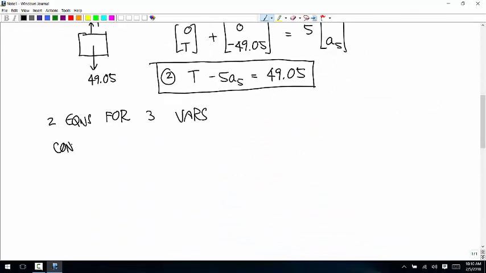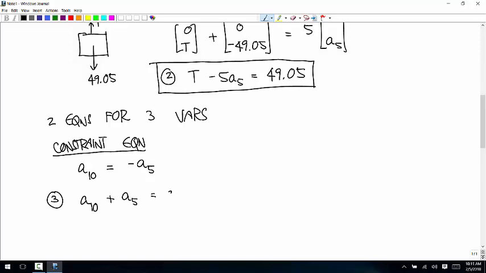So I'm going to call this a geometric constraint equation. This idea is going to come up in a lot of contexts. That equation 3 says A10 is negative A5, and so I'll write that in this form with all the variables on the left and the constant alone on the right as A10 plus A5 is equal to 0.